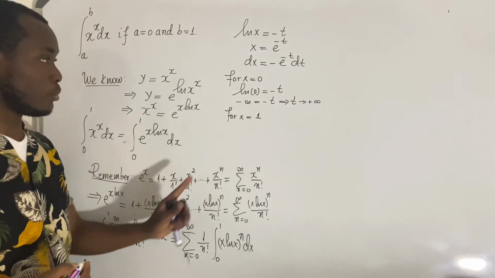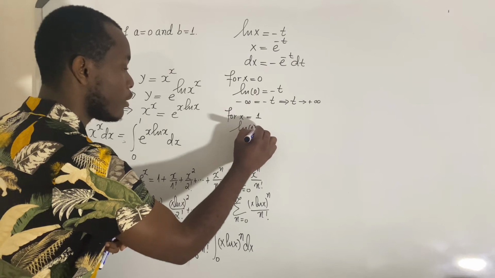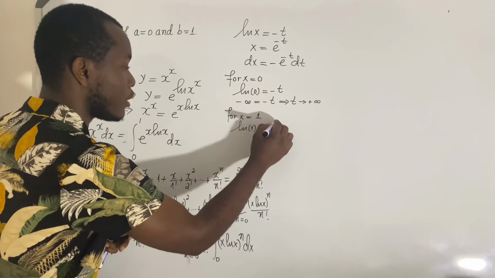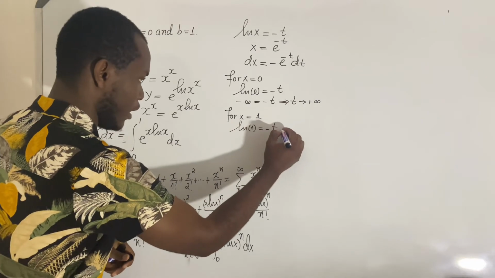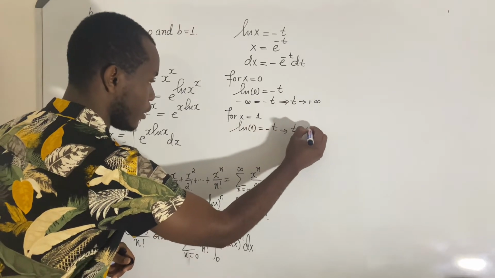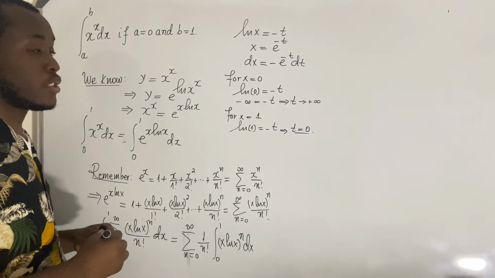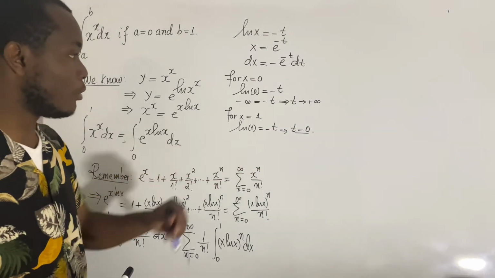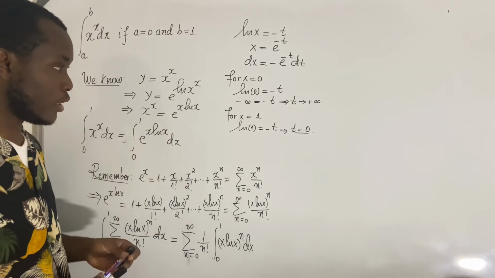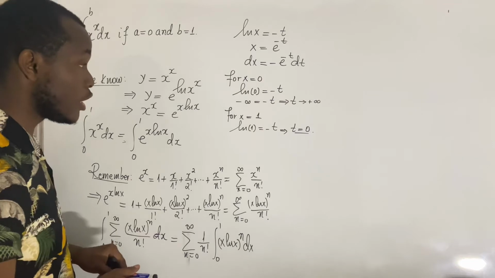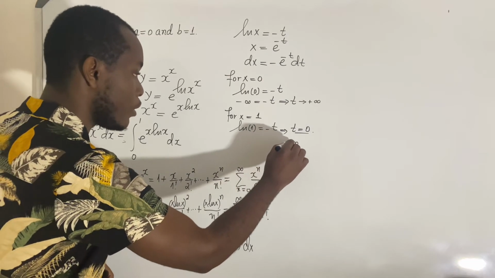Okay, so what happens for x equal to 1? For x equal to 1, we substitute back ln of 1, so ln of 1 equals minus t. ln of 1 is 0, which implies that t will be equal to 0, because 0 times minus 1 is still 0. So that's the value for t. We have t from 0 to plus infinity. So that means this integral will be rewritten as an integral from 0 to infinity.